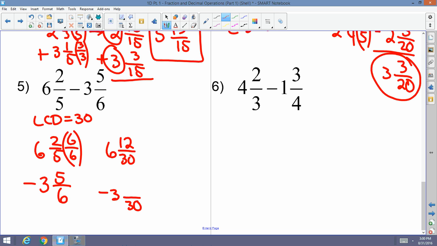What did I multiply to 6 to get to 30 in the denominator? I multiplied by 5. So I must multiply 5 to both numerator and denominator, giving me 3 and 25/30. Now, we got a little bit of a problem here.